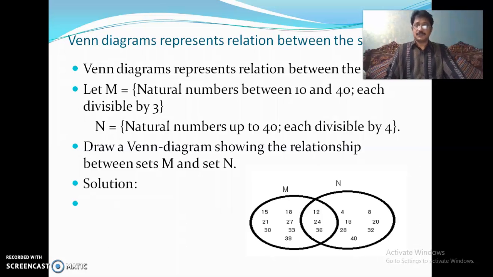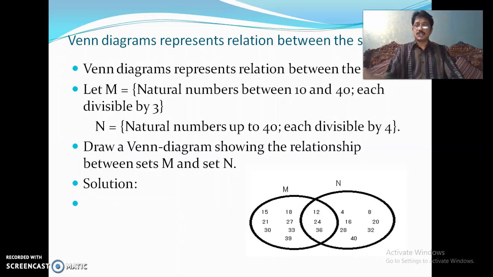15, 18, 21, 27, 30, 33, 39 are divisible by only 3. 4, 8, 16, 20, 28, 32, 40 are divisible by 4 only. Hence, we can represent the relation between M and N by using this, correct? So, M minus N is the set of 15, 18, 21, 27, 30, 33, 39. N minus M is the set of 4, 8, 16, 20, 28, 32 and 40.